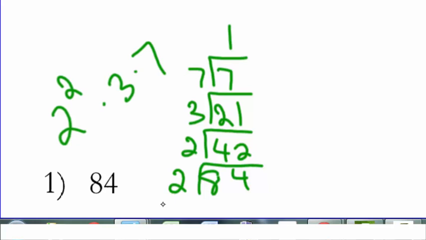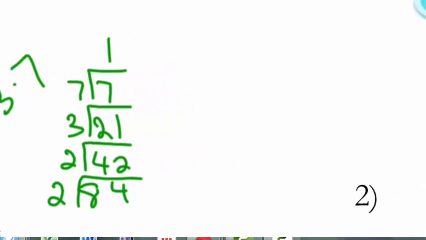And I can check this work. 7 times 3 is 21. 2 times 2 is 4. 21 times 4 gives me 84, so it checks out.